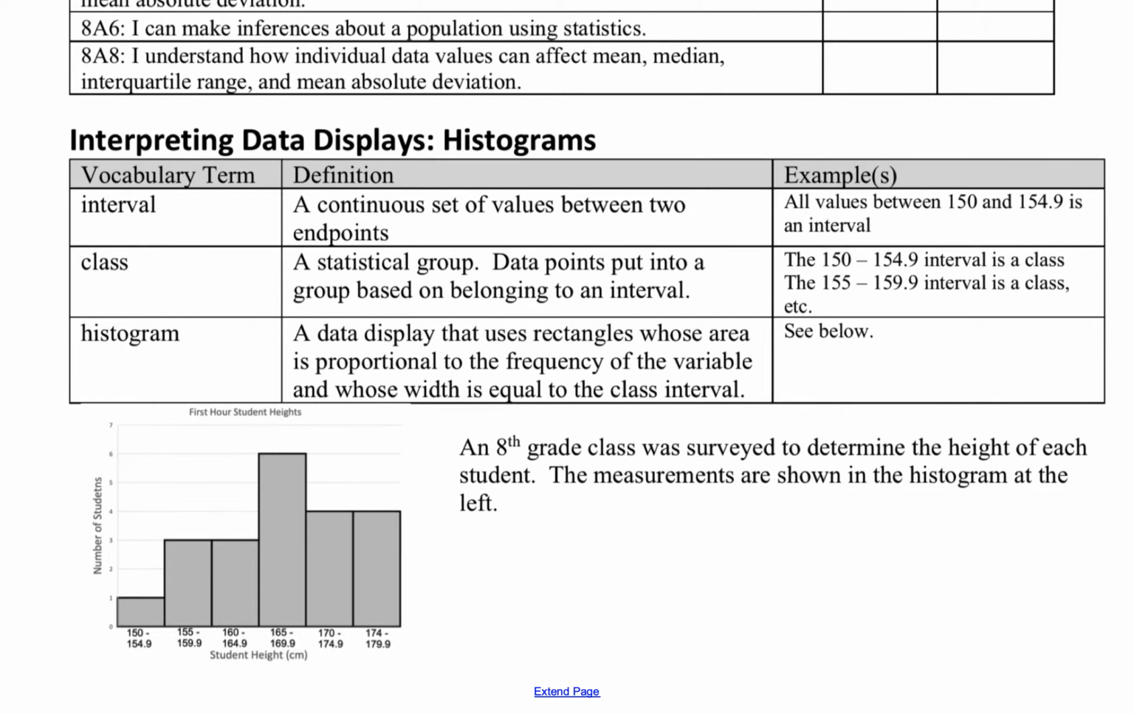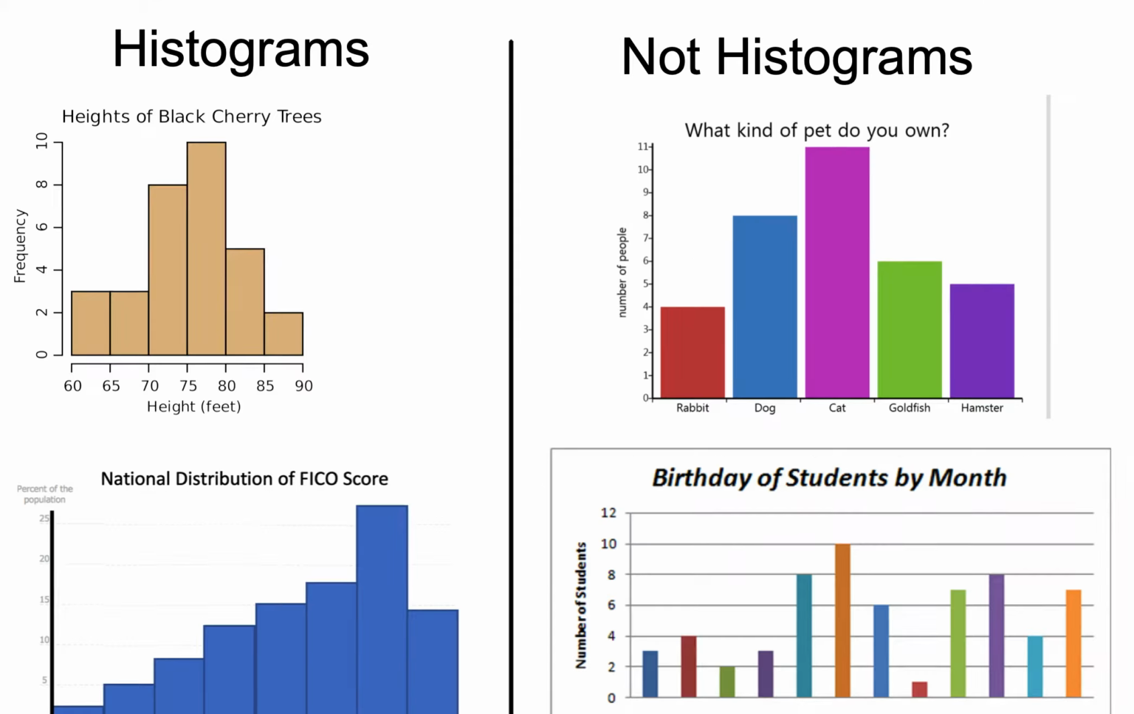An 8th grade class was surveyed to determine the height of each student. The measurements are shown in the histogram at the left. This histogram was based on data I collected from a class of 8th grade students 1 or 2 years ago. I don't remember which, but you can see the different classes here at the bottom. We've got the 150 through 154.9 being the shortest class, on up to the 174 through 179.9 being the taller class. So a little bit more about understanding them.